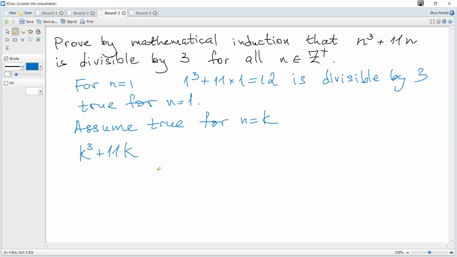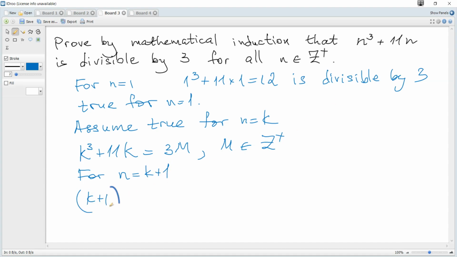But how to represent it? We can represent it as 3 times some integer. Let it be m, for example, where m is positive integer. Since n is positive integer, so k is also positive integer. Then, as usual, we consider for n is k plus 1, and it becomes what?